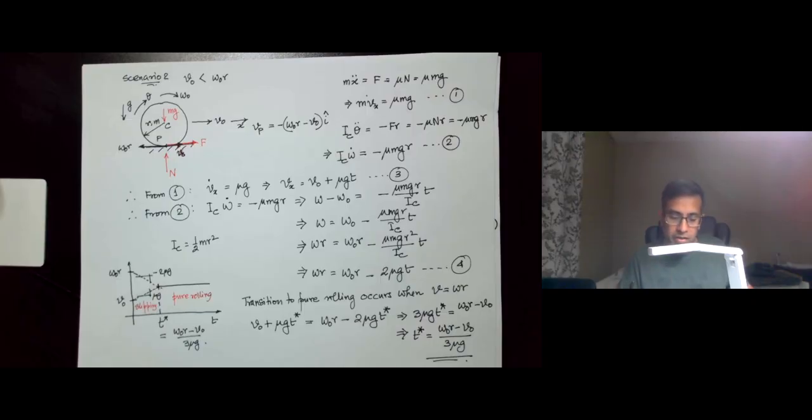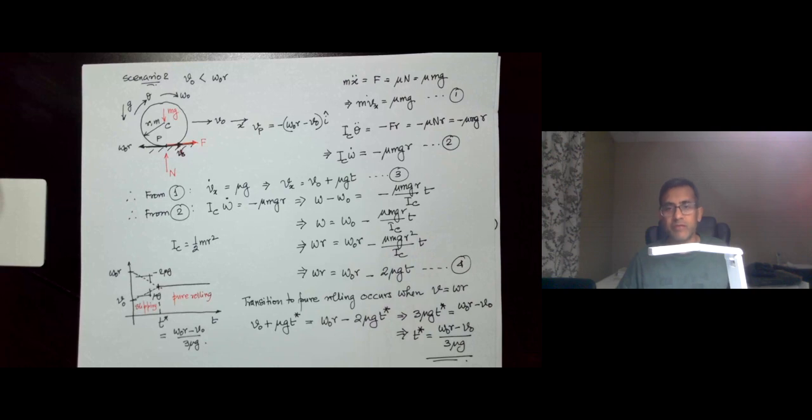In the following video, just like for scenario 1, we will show what is the drop in the kinetic energy, and also what are the actual velocities and angular velocities when the pure rolling happens. That can be figured out quite easily from the equations that we have derived so far.